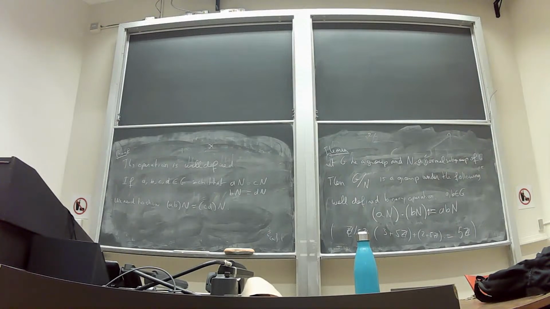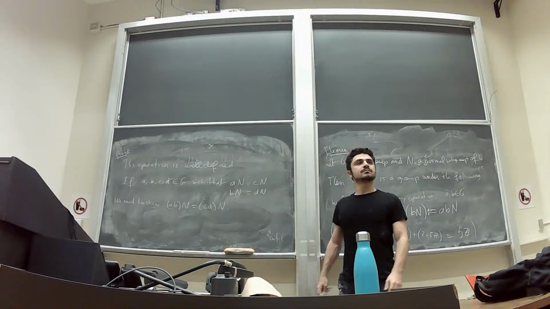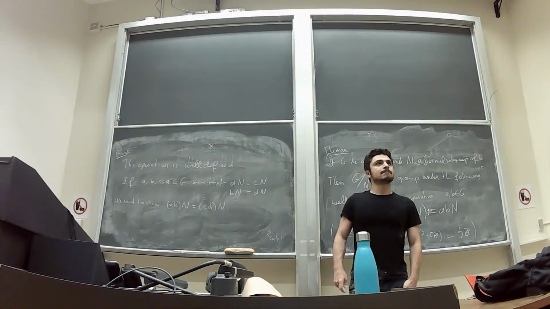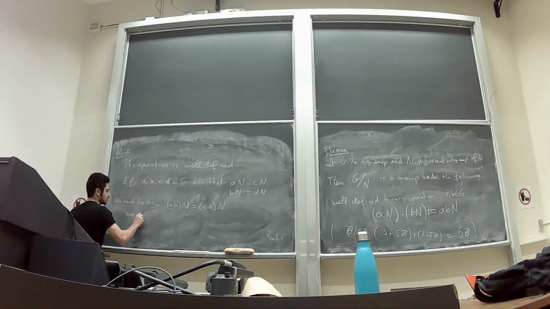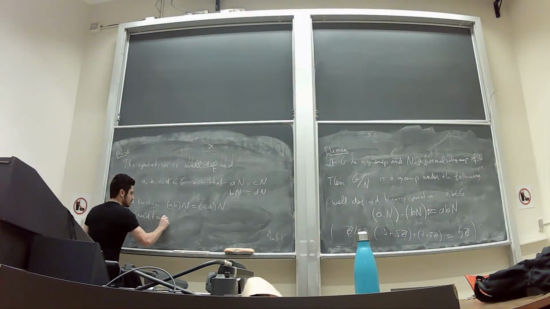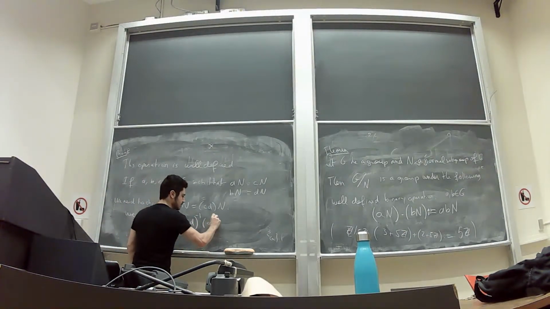What does it mean? What do I need to show? I need to show that abN is equal to cdN. It means that we need to show (cd) inverse ab belongs to N.